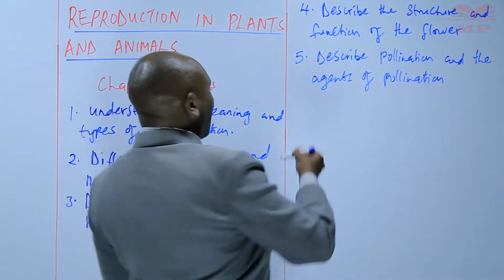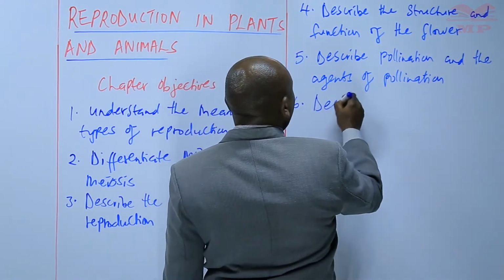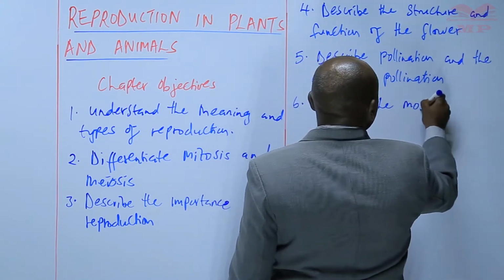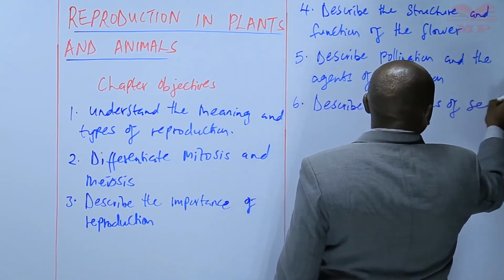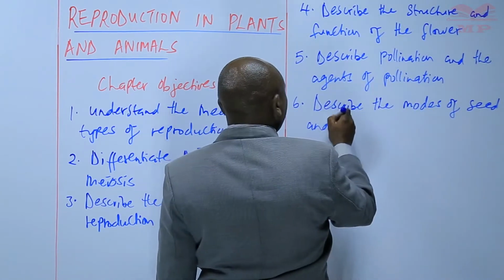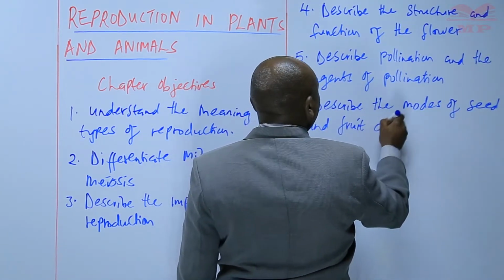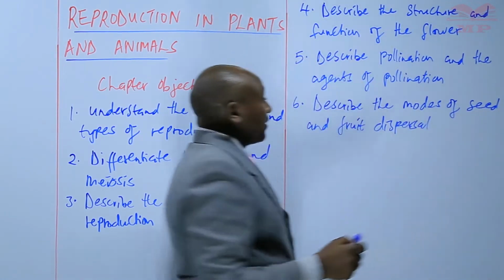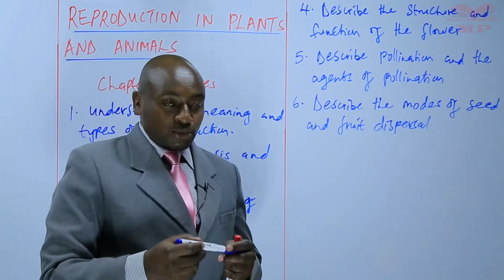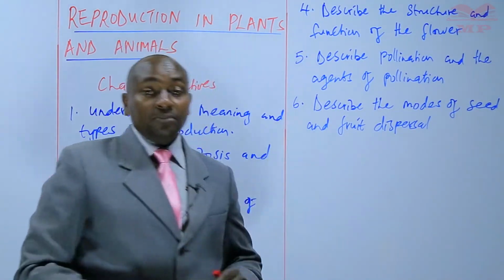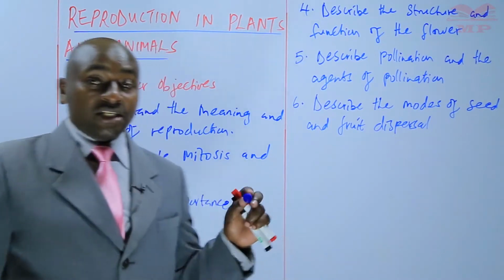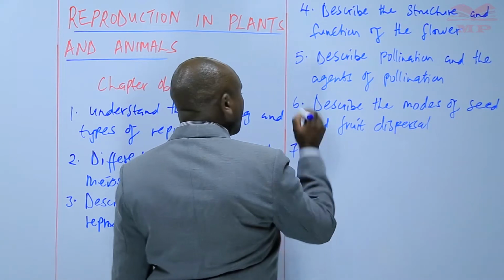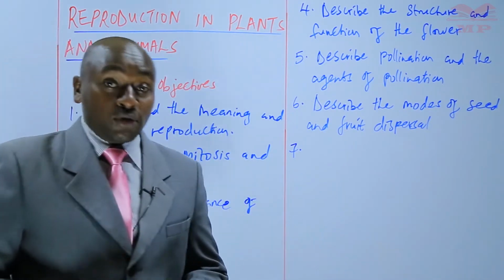And then finally on plants, we need to describe the modes of seed and fruit dispersal. We need to understand the modes of seed and fruit dispersal. So that will be the end of the objectives as far as the plants are concerned. As a continuation of the same, we will continue with the animals.